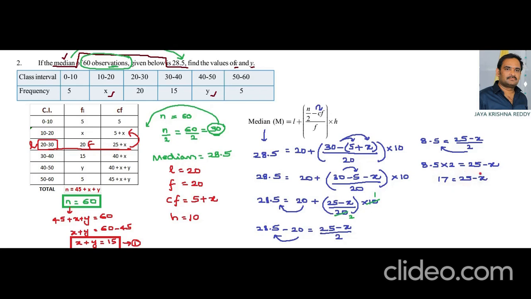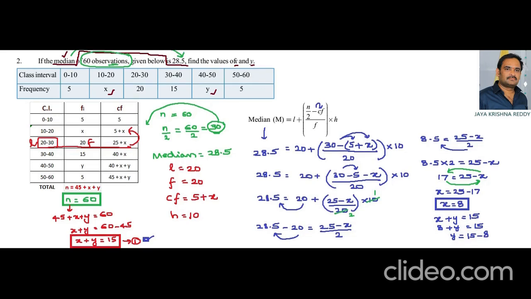Now transpose this minus x to the left side and 17 to the right hand side. So we get x equals 25 minus 17. So x value is 8. And substitute this x value in equation 1, that is x plus y equals 15. So x is 8, plus y equals 15. By transposing 8 to the right side, we get y equals 15 minus 8. So y equals 7.